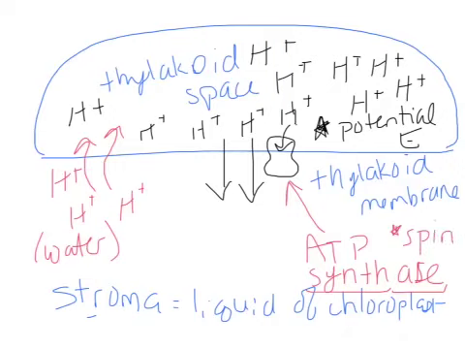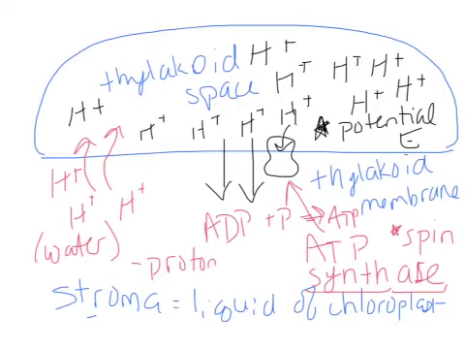It'll spin around like a propeller. And as that ATP synthase is spinning around like a propeller, it's going to join ADP and phosphates together to make ATP. And that's what is called the proton motive force. That's the hydrogen coming through that gradient, coming through that ATP synthase, causing the ADP and the phosphate to group together.